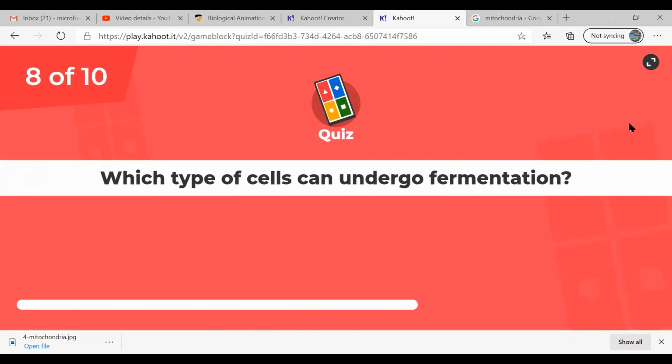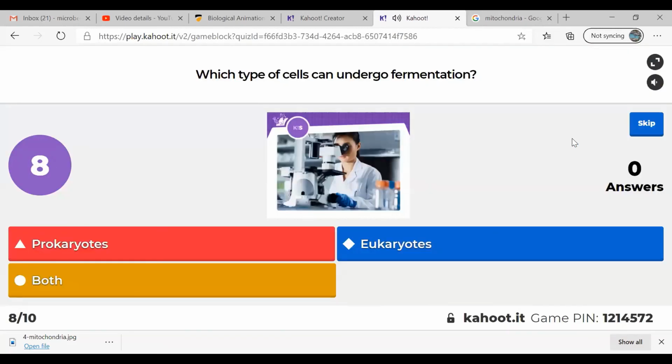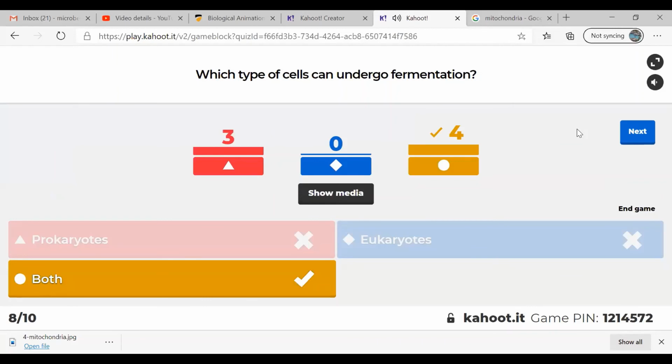Question 8, what type of cells can undergo fermentation? Prokaryotes, eukaryotes, or both? And the correct answer is both. Remember, our cells can undergo lactic acid fermentation. Microorganisms can undergo a variety of fermentation. So the correct answer is both.